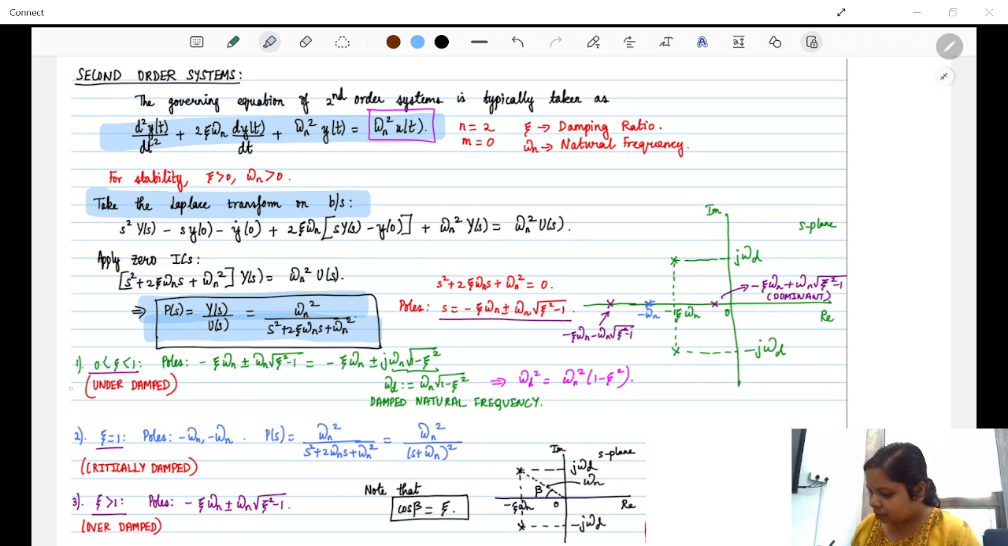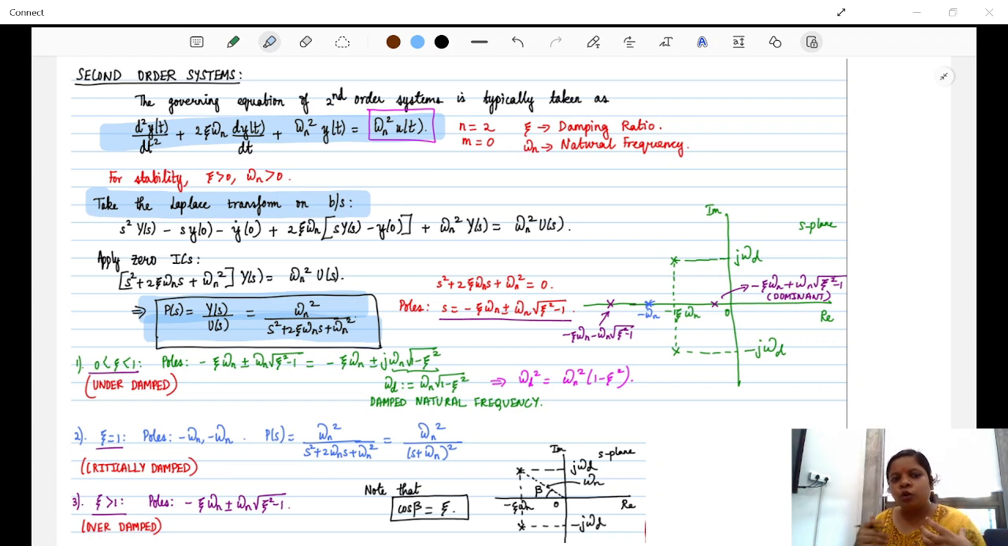So what is an underdamped system? There could be cases: zeta could be greater than 1, zeta could be 0, zeta could be 1, or it could lie somewhere between 0 and 1, and it is always positive. So if it falls in any of these categories, it is going to show some effect.